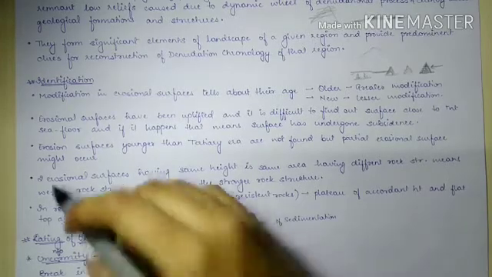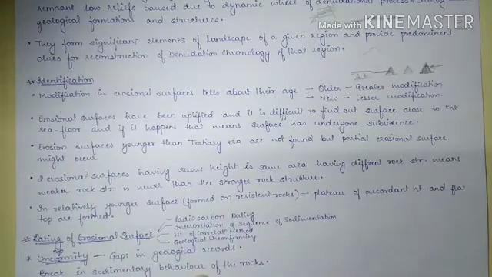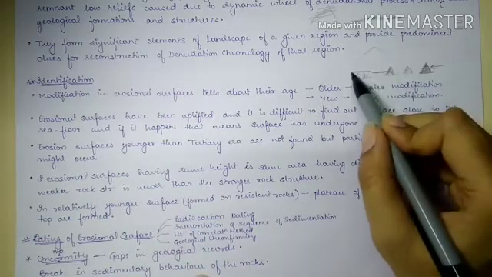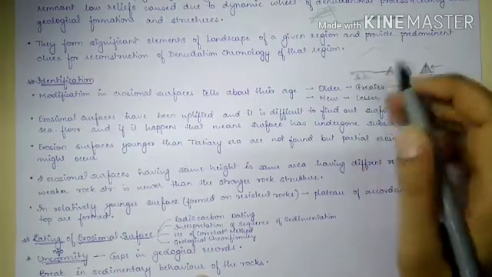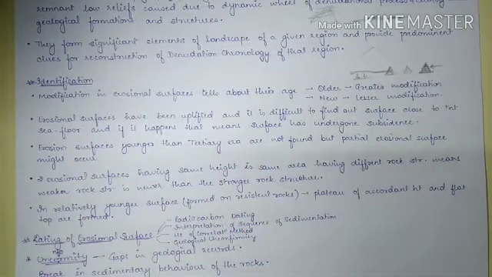Now the next is erosional surfaces younger than the Tertiary era. We can't find any fully erosional surface which is younger than the Tertiary era. That is, post-Tertiary, we can't find any erosional surfaces, but partial erosional surfaces may occur.